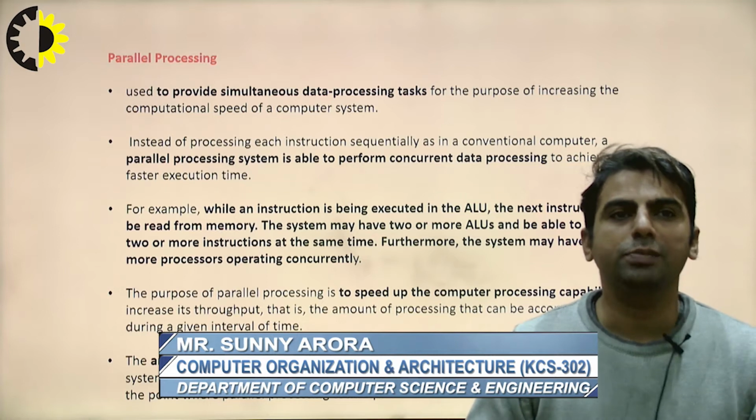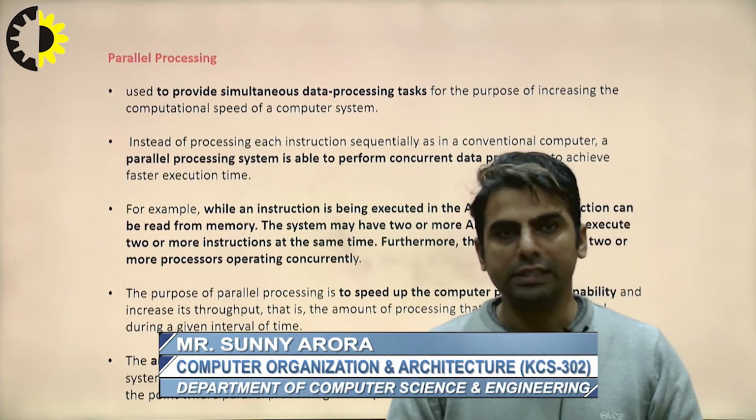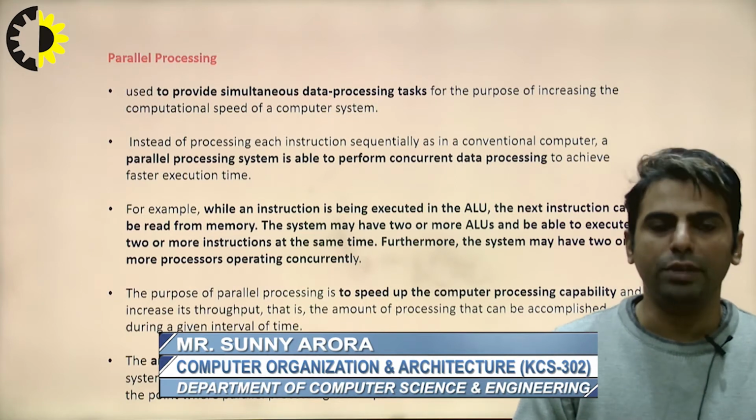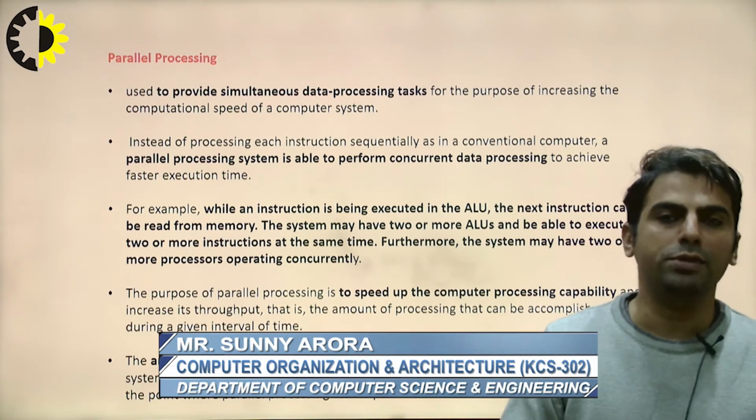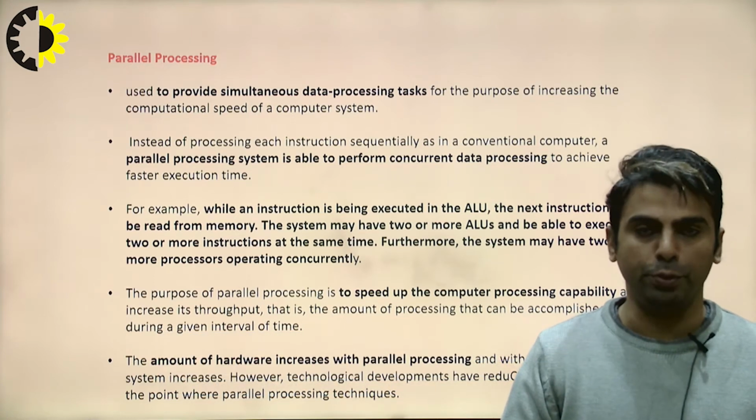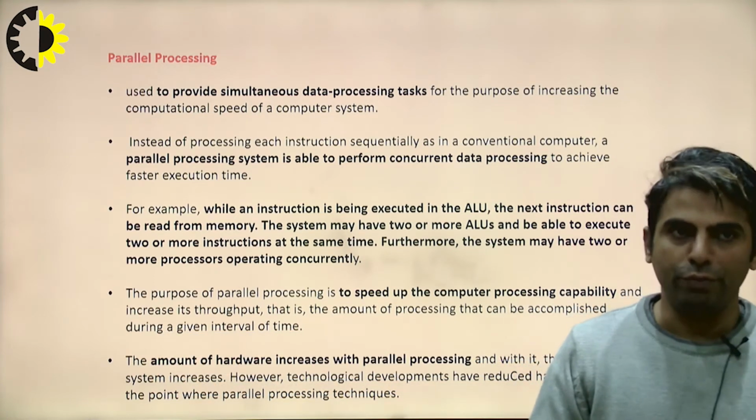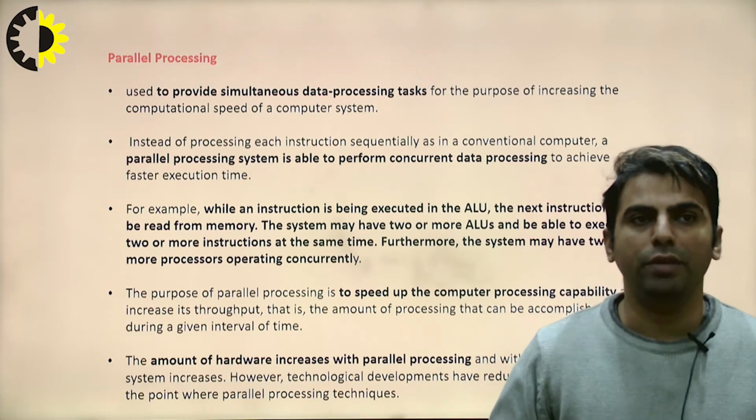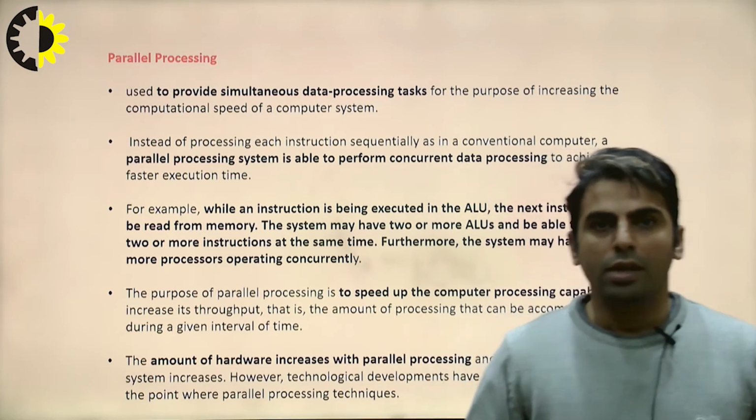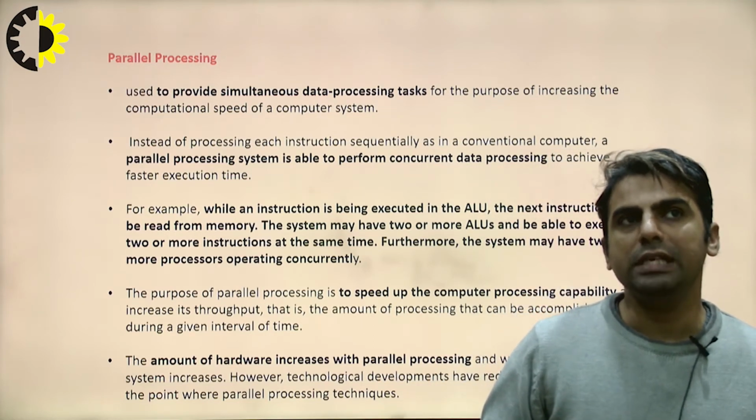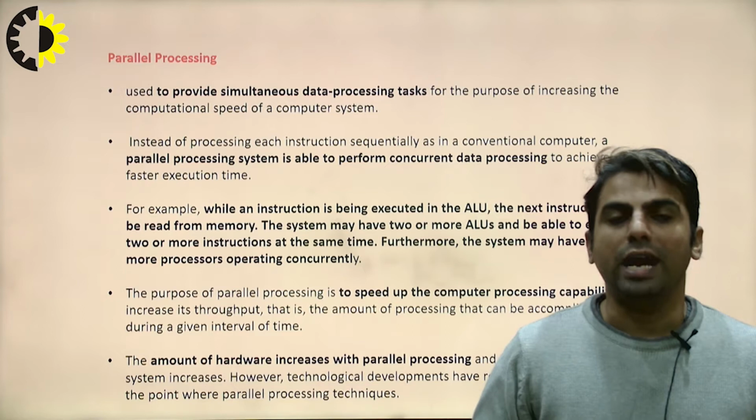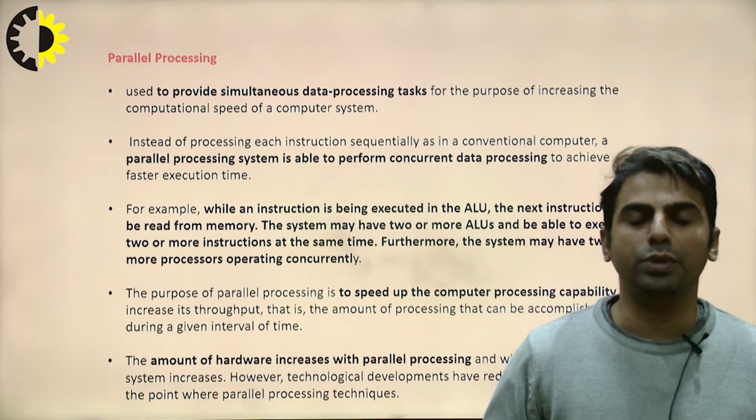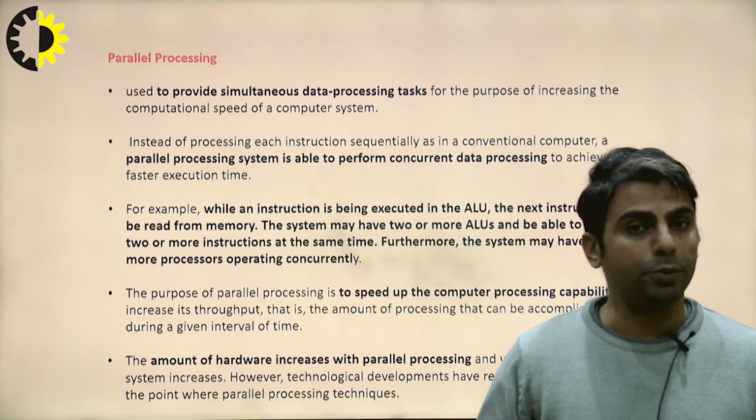Parallel processing is basically to provide simultaneous data processing tasks for the purpose of increasing the computational speed of computer systems. So why do we do parallel processing? Basically, we want improved throughput. We want a better throughput. Therefore, we require this simultaneous data processing task. So in parallel processing, we basically need extra hardware that we are going to utilize in the best manner so that we can have a better throughput, better computational speed.